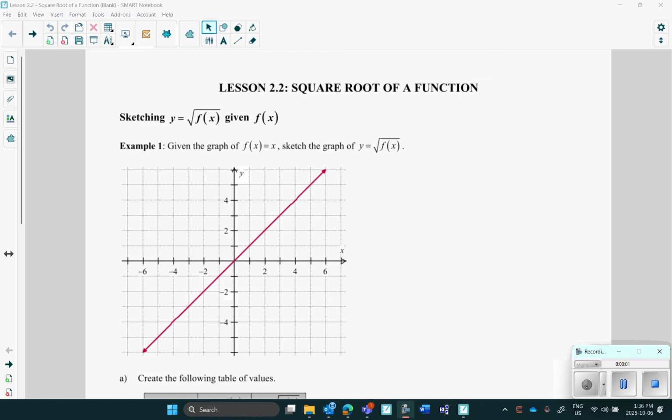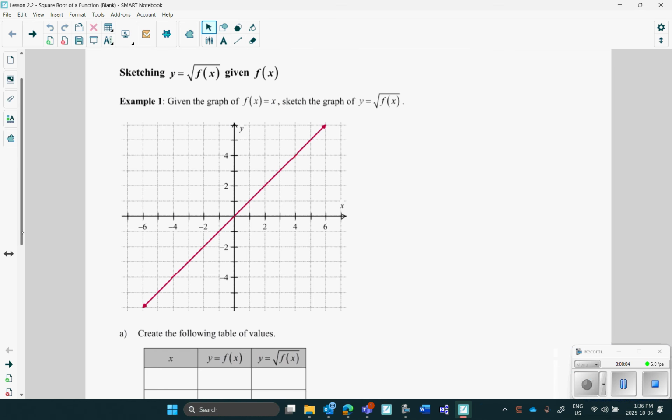Okay. So just to review, this is the graph of y equals x. Okay.